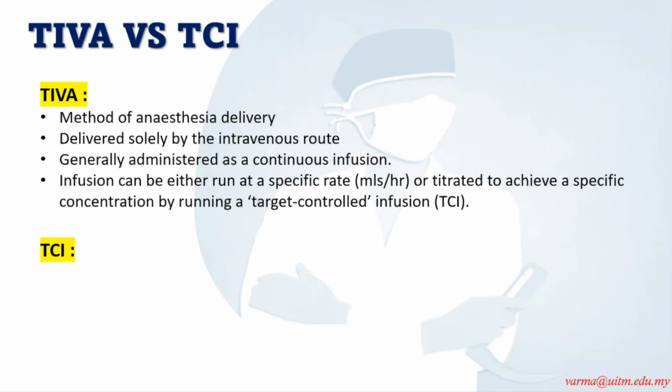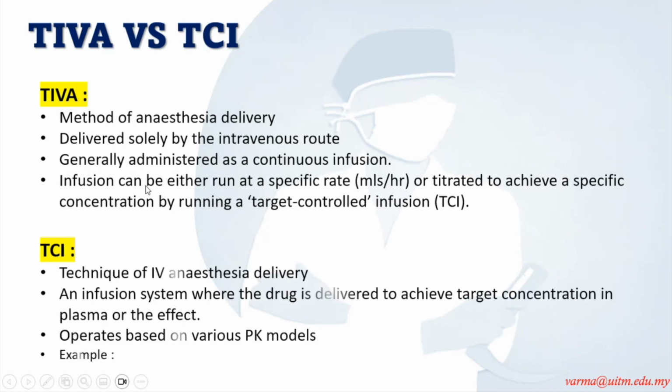Infusion can be either run at a specific rate, mls per hour, which was in the early days, or titrated to achieve a specific concentration by running a target controlled infusion, which is TCI. So TCI is a technique of IV anesthesia delivery. Okay, so TIVA is the method of anesthesia delivery, whereas TCI, target controlled infusion, is a technique to deliver the IV anesthesia. The technique can be, as I mentioned, intermittent boluses, a bolus followed by a specific rate infusion, or a specific concentration infusion using a target controlled infusion.